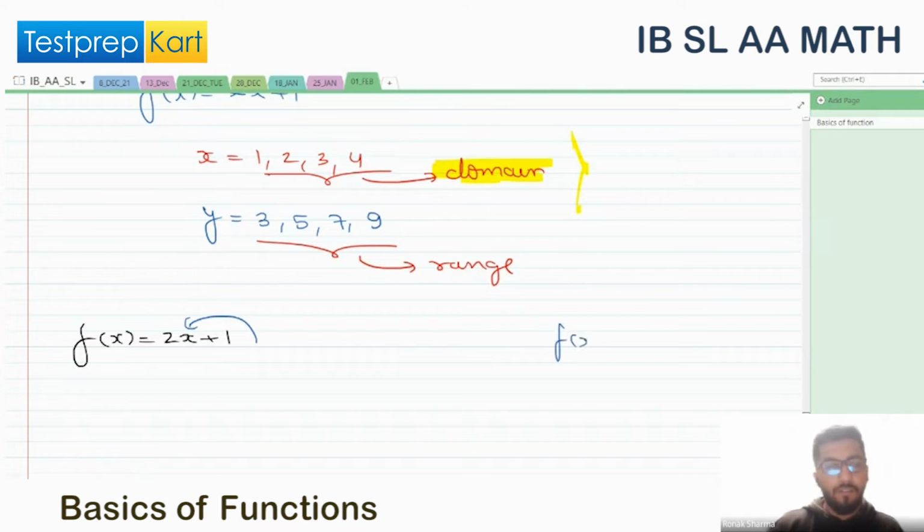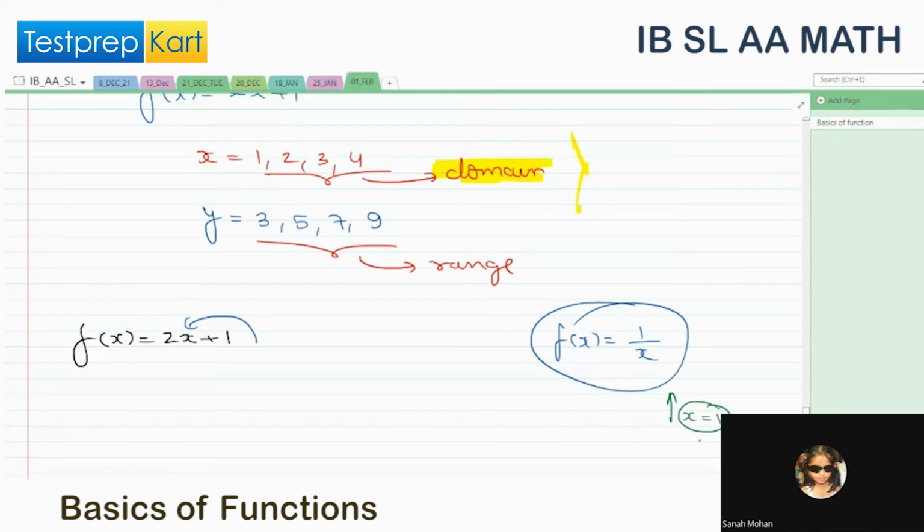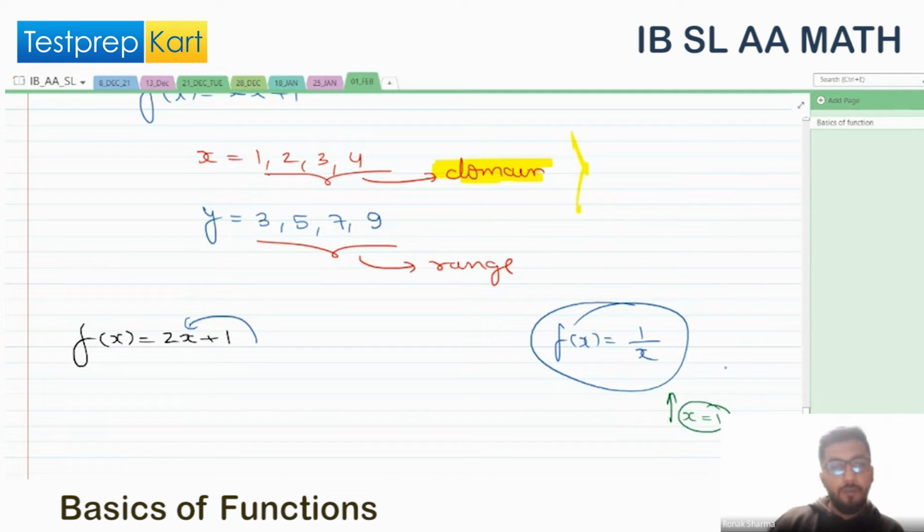Let's say if I have a function f(x) = 1 over x. Now, can you tell me any value of x which can create a problem here? I'm talking about the value of x. Can we put x equal to 1 here? Yes, 1 will give us 1. Can we put x equal to 2 here? That will give me 1 by 2 as output. Can we put x equal to minus 3? Yes, minus 1 by 3 can be the answer. Can I put x equal to 0 here?